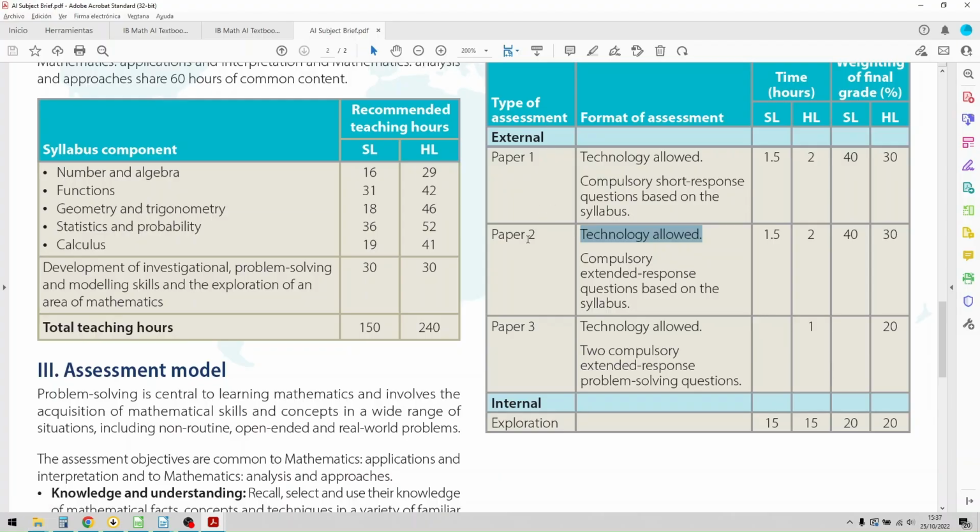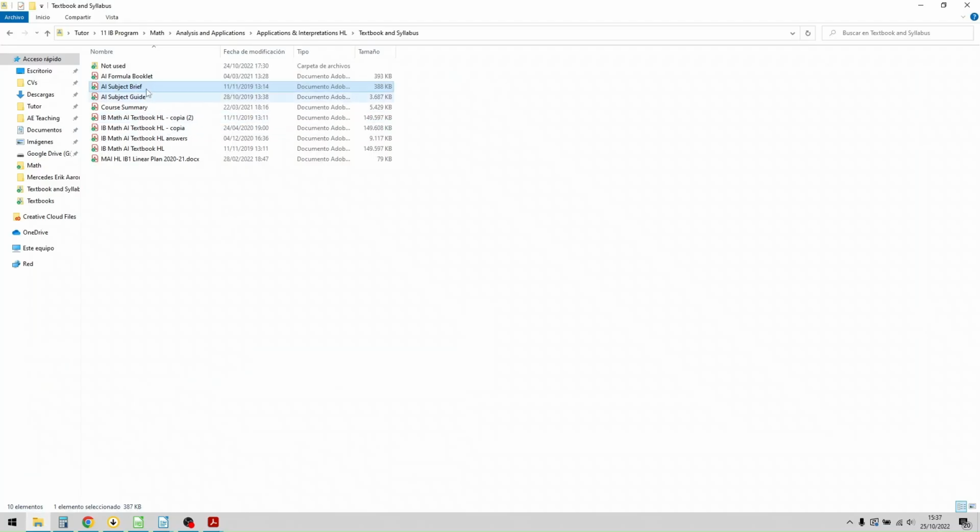These are the names of the exams. And then we have the formula booklet. They get to have their formula booklet for each of the tests. So it's important that the students kind of become experts in the formula booklet as well.